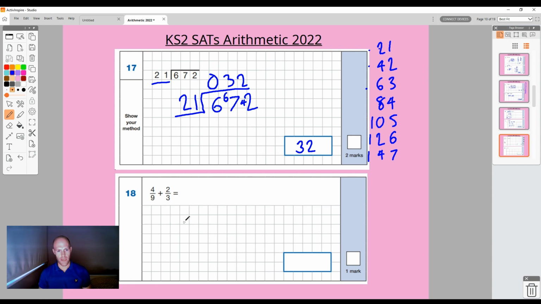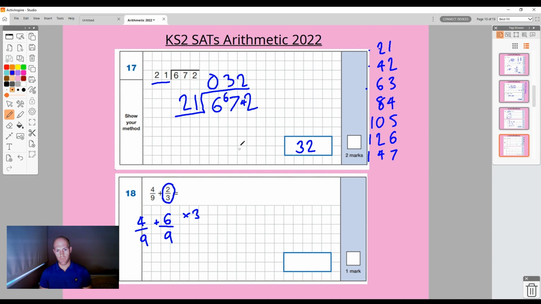Fractions now. Question 18. We've got to make the denominators the same. So we've got ninths and thirds. I'm going to convert this second fraction into ninths. I'm going to put a circle around it to remind myself to change everything. 3 times 3 is 9. So the numerator times 3 is 6. That gives me 4 ninths.